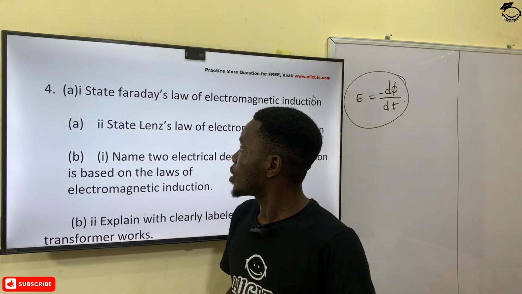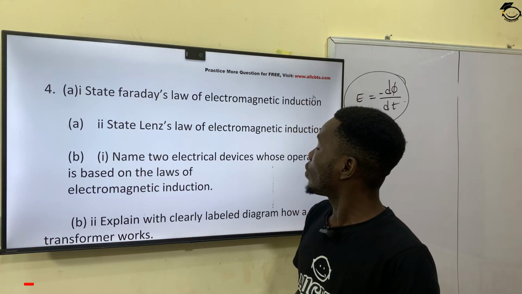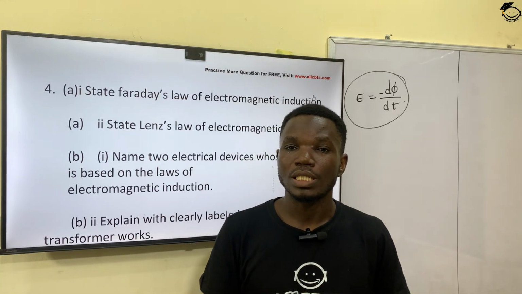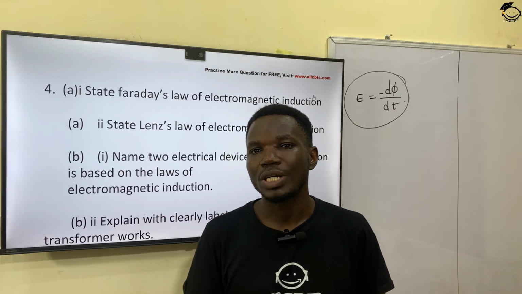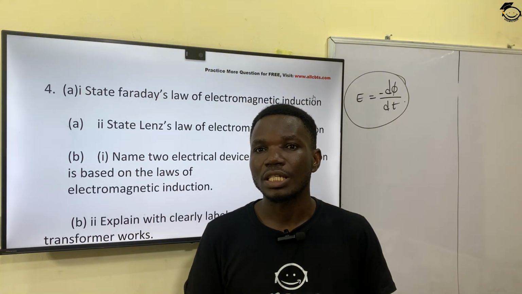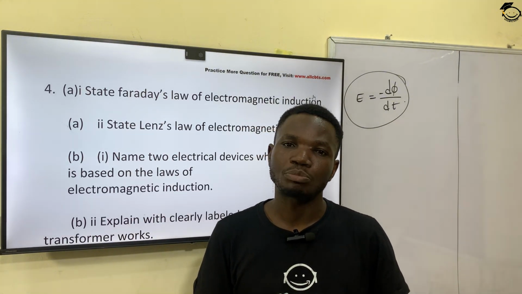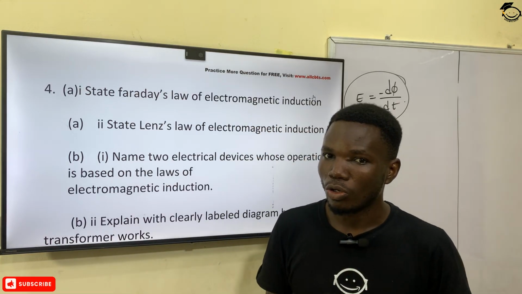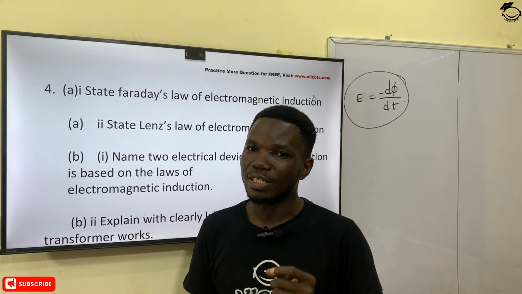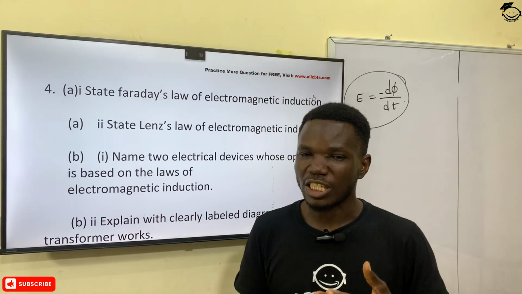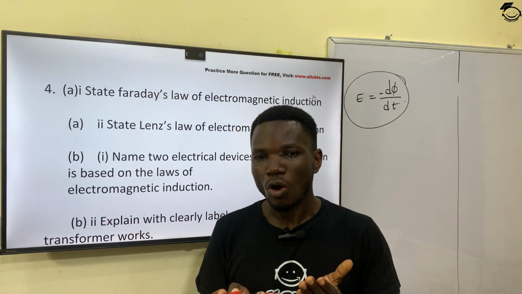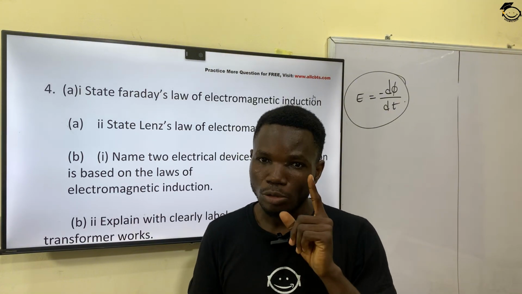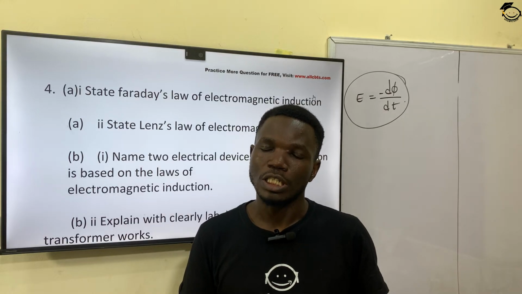Question number 4aii says, state Lenz's law of electromagnetic induction. Lenz's law of electromagnetic induction simply states that the direction of the induced current is such that it opposes the change in the magnetic flux that produces it. What does this mean? This is the reason why, in Faraday's law, the induced EMF is always negative. It opposes the change in the magnetic flux. So the direction of the induced current always opposes the change in the magnetic flux that produces the induced EMF or the induced current.